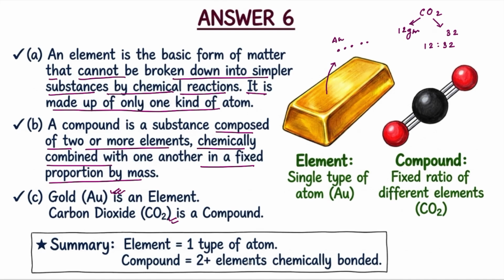So what is the conclusion of this answer? An element is made up of one type of particle or one type of atom, and a compound is made when two or more elements combine with each other in a fixed proportion by mass. Such a new substance is known as a compound. Now check the next question.